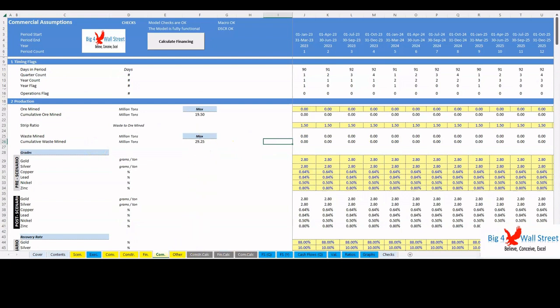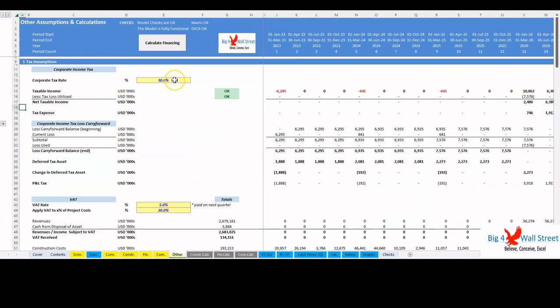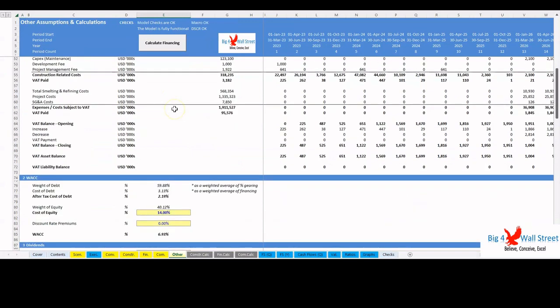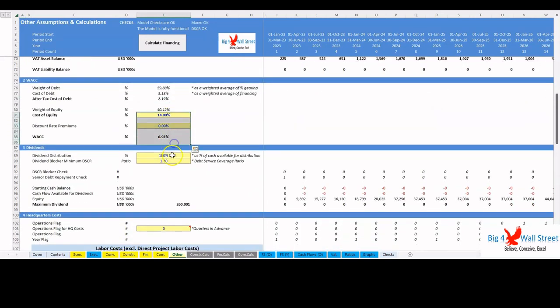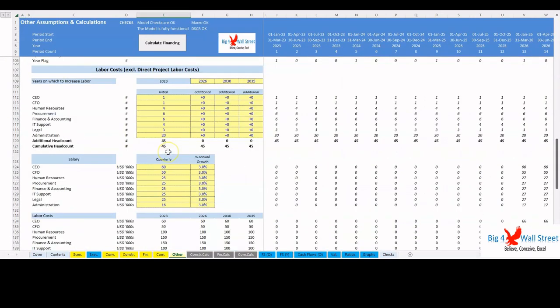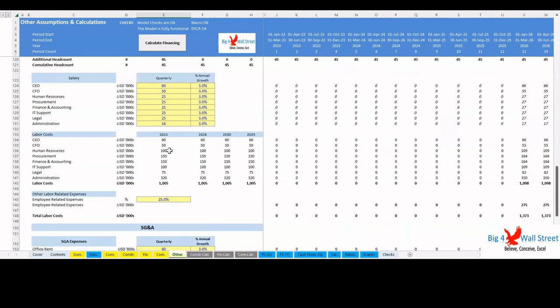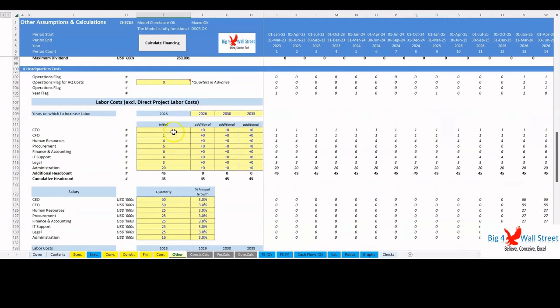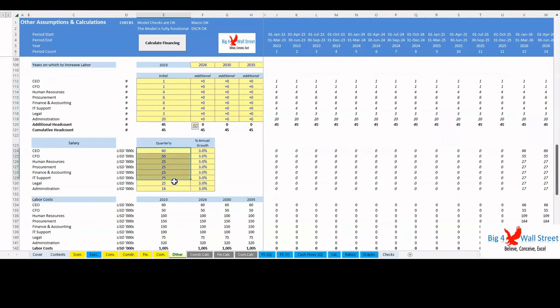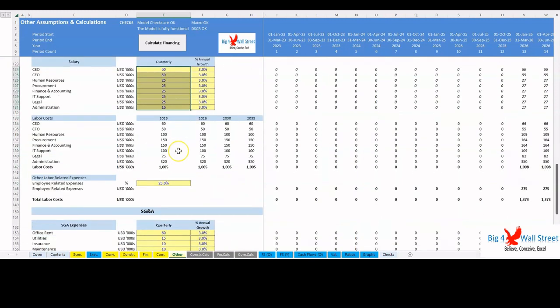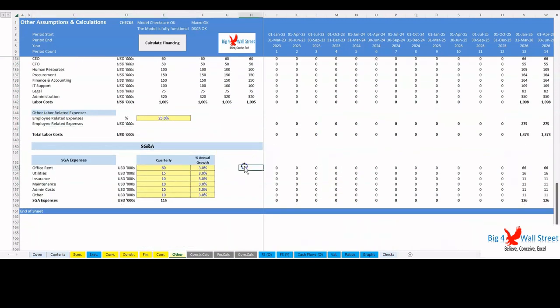The Other tab contains tax assumptions, discount rate assumptions, dividends assumptions, and finally headquarters labor and sales and general administrative costs. The labor assumptions include headcount and salary for each position, as well as employment-related expenses. The calculations are performed in the same tab. After finalizing your assumptions, press the Calculate Financing button to update the Outputs tabs.